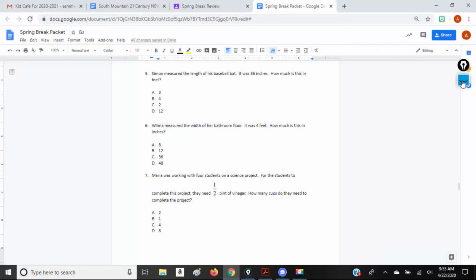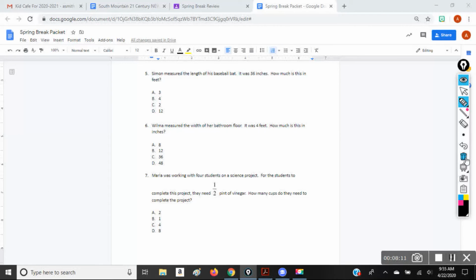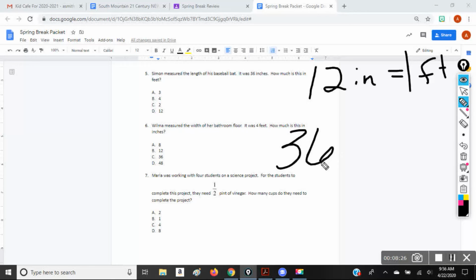Let's keep going. Simon measured the length of his baseball bat. It was 36 inches. How much is that in feet? Well, there are 12 inches in every foot. So we would have to divide 36 by 12, and 12 goes evenly into 36 3 times, because 12 times 3 is 36. So the answer is A.